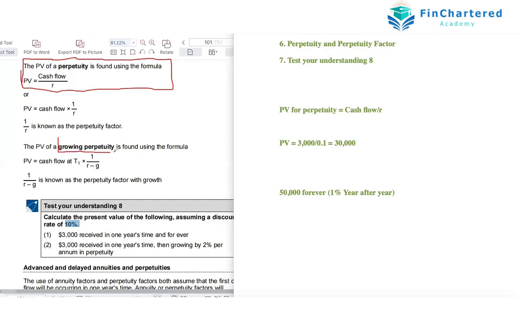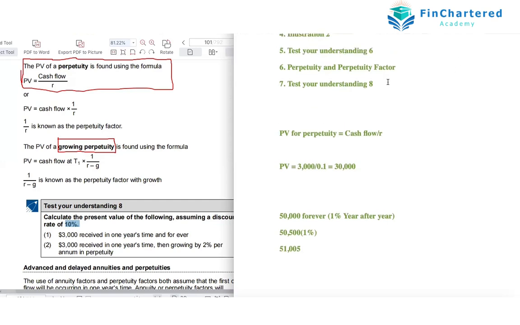Every year you're going to be paying this amount forever, but year after year there is growth. Again, an example could be rent that increases by 1% every year. Right now it's 50,000. Next year I'll pay 50,000 plus 1% of 50,000, which is 1.01 into 50,000, so 50,500. Then again there will be 1% growth in that, so 50,500 into 1.01, which is 51,005. Every year there will be a 1% growth. That kind of perpetuity is known as a growing perpetuity.